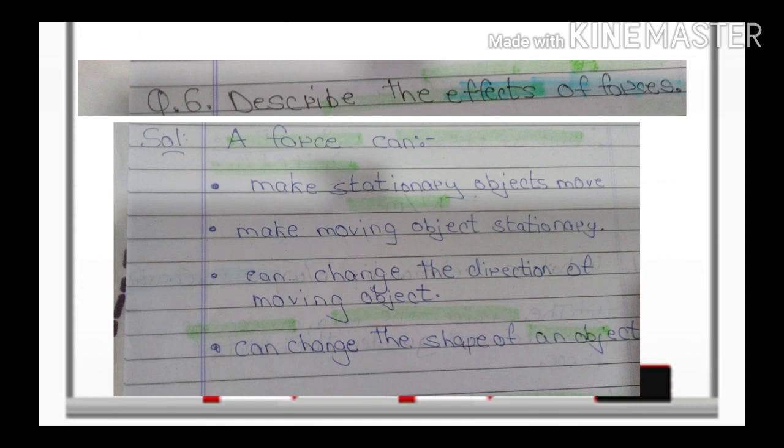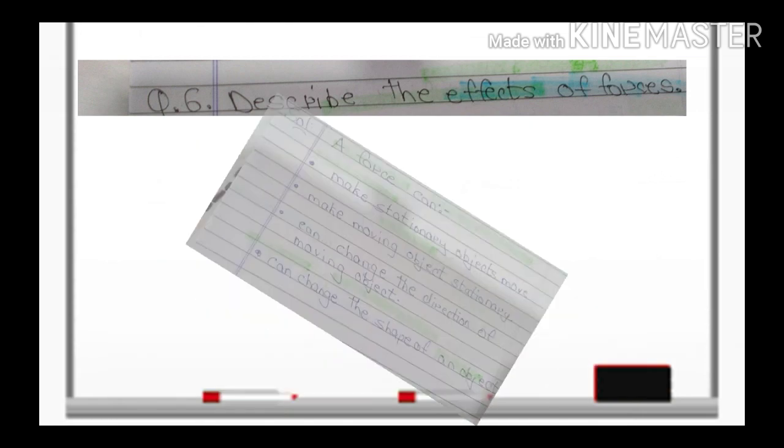It says that a force can make a stationary object move, make a moving object stationary, can change the direction of a moving object, and can change the shape of the object. Now these are all key points. You need to remember them all, because if you do not remember any of them, you will not be able to write a complete answer. I have not highlighted any word here, so it would be long.